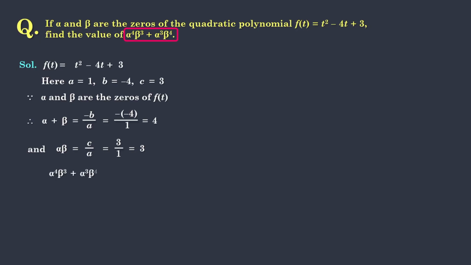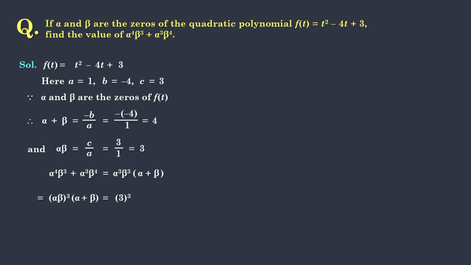Now consider the required expression. We can take alpha raised to the power 3 multiplied by beta raised to the power 3 as a common factor. After taking the common factor, the remaining expression becomes alpha plus beta. So the expression becomes alpha cubed beta cubed multiplied by the sum of alpha and beta. Alpha raised to the power 3 multiplied by beta raised to the power 3 is equal to the product of alpha and beta raised to the power 3.